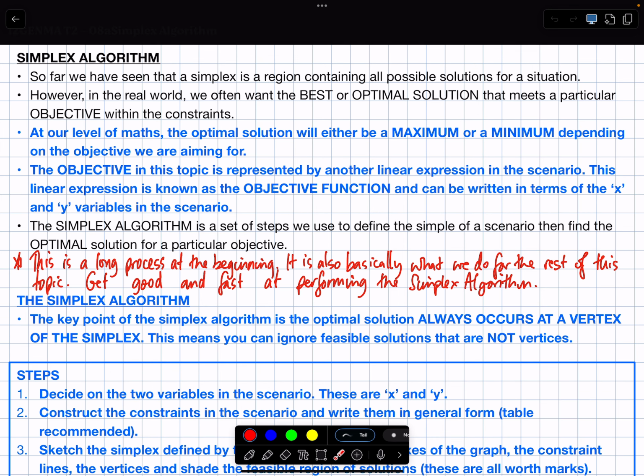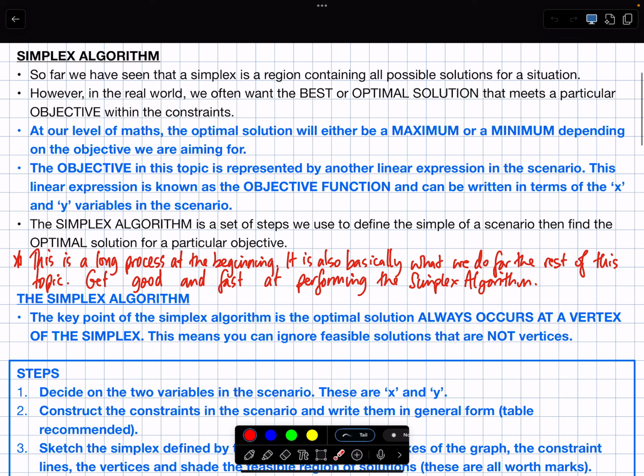The objective in this topic is represented by another linear expression in the scenario. We call this the objective function. If that doesn't vibe with you right now, that is fine. When we do an example, you'll see what the objective function is and why it's important. You can write it in terms of the x and y variables in the scenario. Can you get those 2 points down because they're relevant for the big chunk of stuff that we're doing?